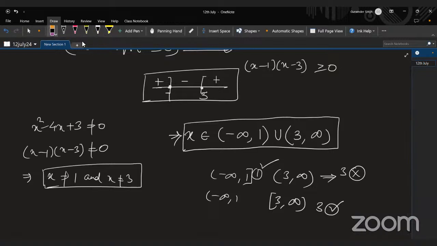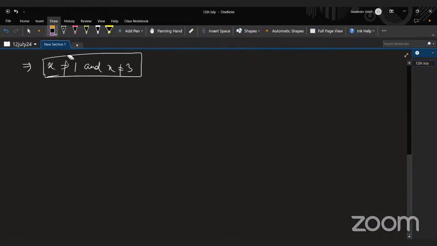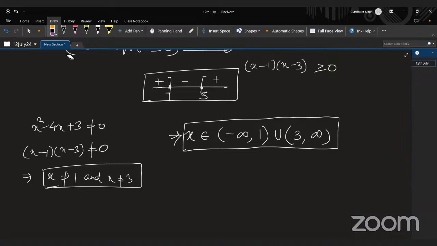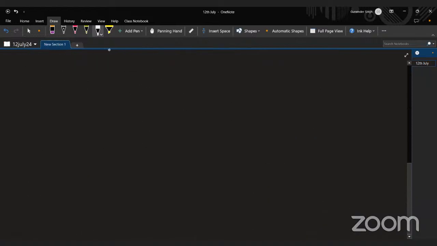You know that thing, right? Square bracket represents including, and circle bracket represents not including. So I am not including 1 and 3 over here, and also I am not including any value between 1 and 3. If I put any value between 1 and 3, my term under the square root will turn out to be negative, right? So I can't do that.